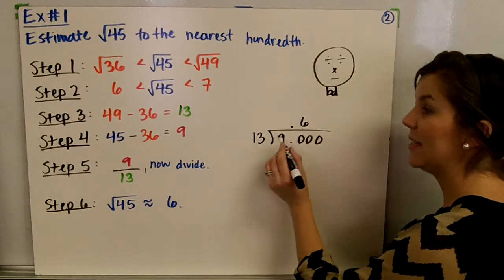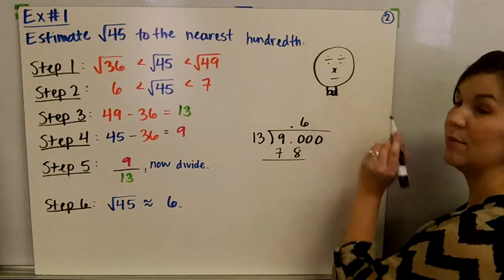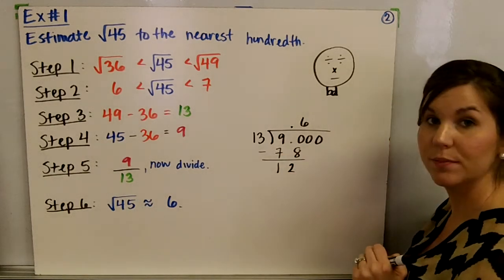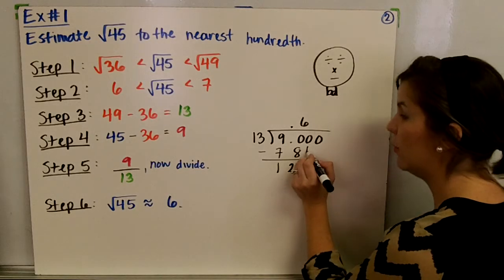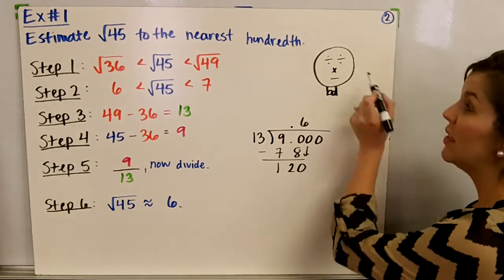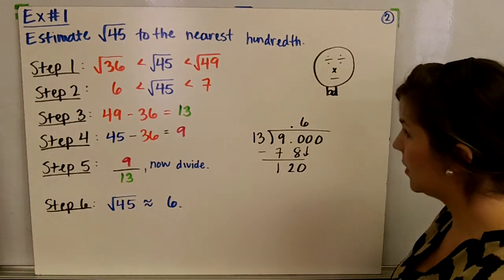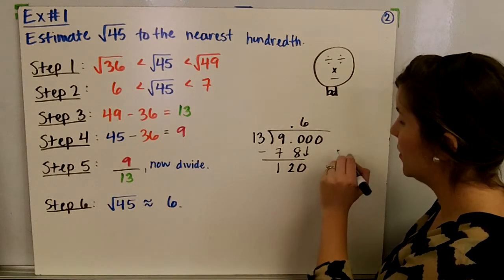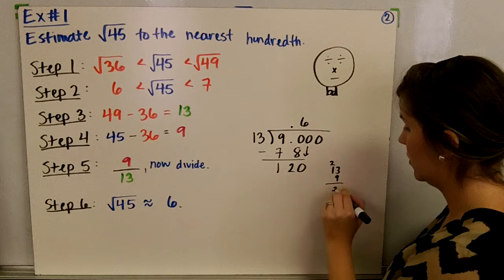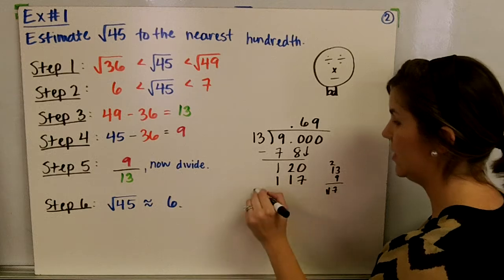Now multiply. 6 times 13 is 78. Next step, subtract. 90 minus 78 is 12. Then bring down. So I'm bringing down one of these zeros. Now you only bring down one digit at a time. Now start over. Divide. 13 goes into 120, let's see, 9 times. 9 times 13 is 117.